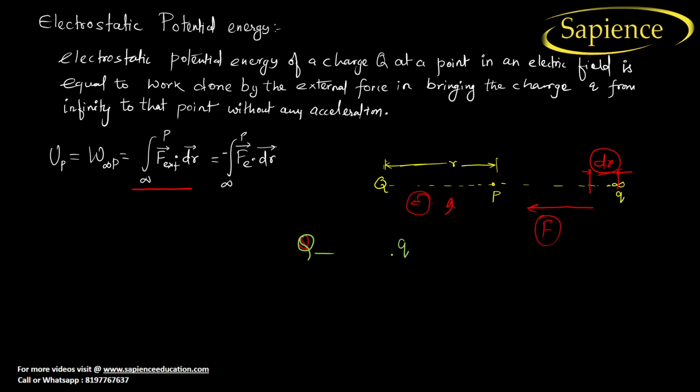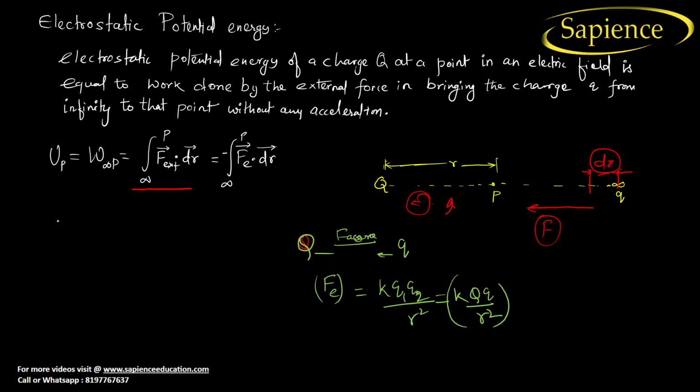What happens when you move this charge? There will be a force between these two charges, and this force is known as the electrostatic force, equal to k q1 q2 by r square. Here it is k, capital Q, small q by r square, where r is this distance. This amount of force we will apply, right?